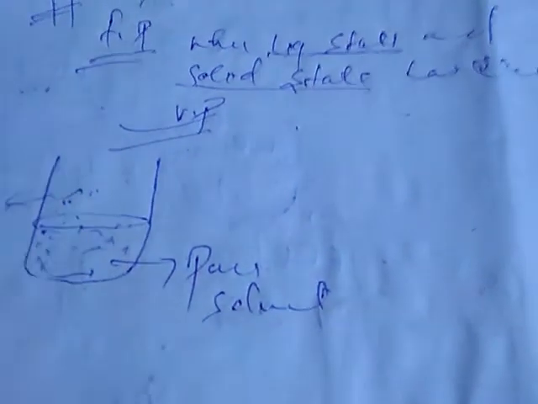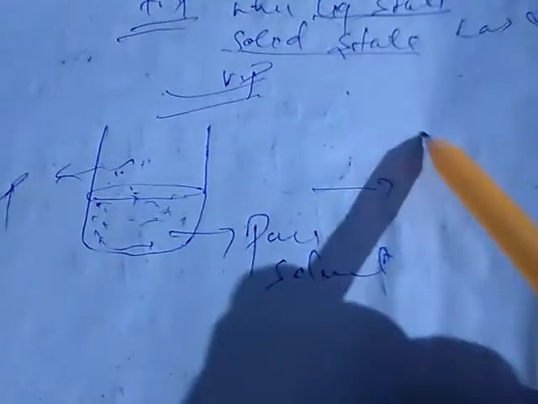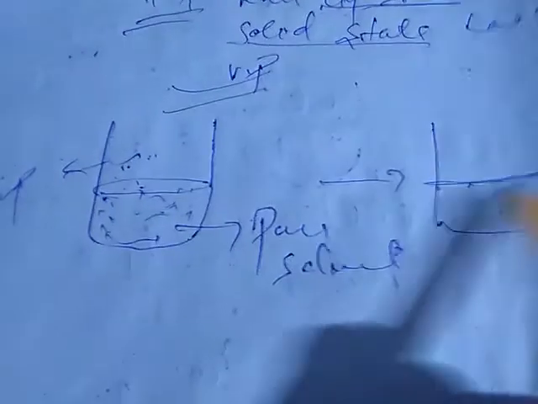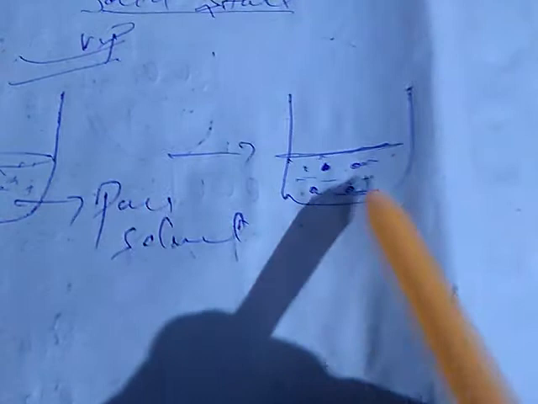Now let's move further. For this, let's consider a container. Suppose this container contains a pure solvent. This pure solvent has some particular vapor pressure. Some vapor would be formed over the surface of the solvent, due to which there would be some vapor pressure. Now we add some non-volatile solute in the same container which contains the pure solvent.